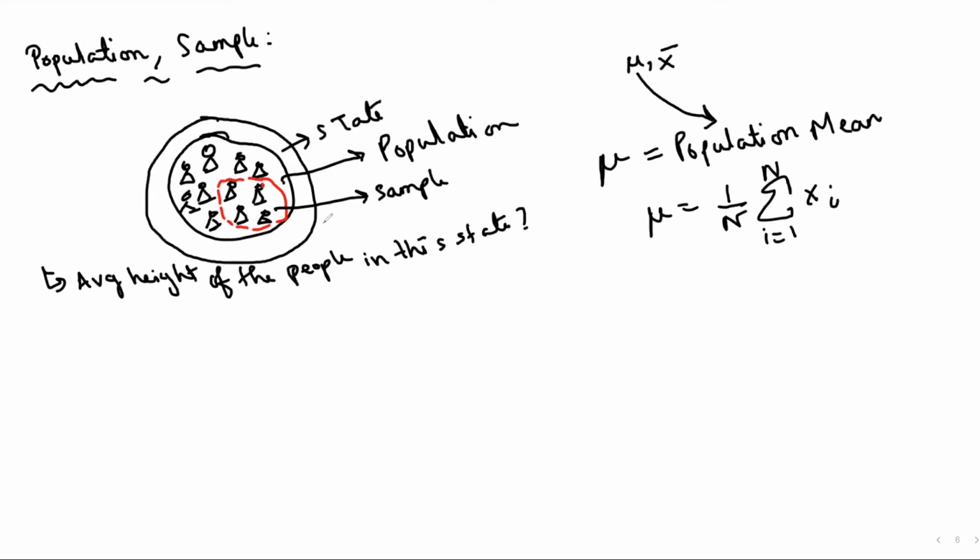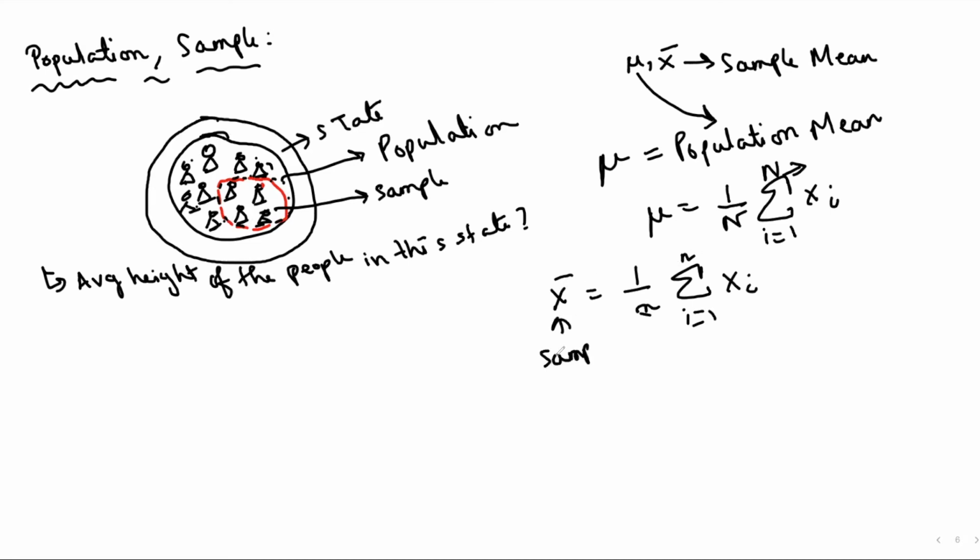And what will be the mean of the sample? This is the sample mean. X bar will be 1 by small n, summation of i equal to 1 to small n, x of i. Right? So capital N is the total population, and this small n is this set of people. So this is the sample mean, and this is the population mean.